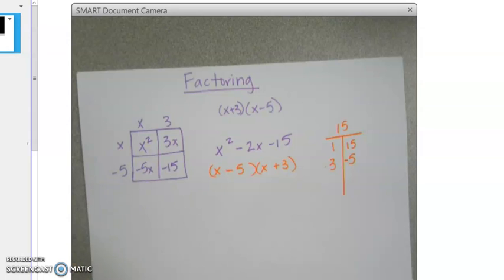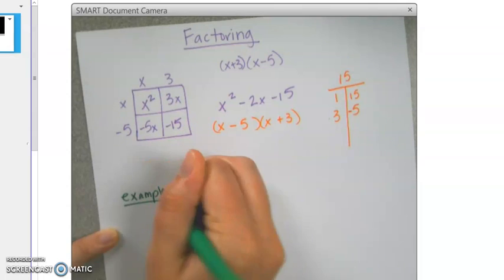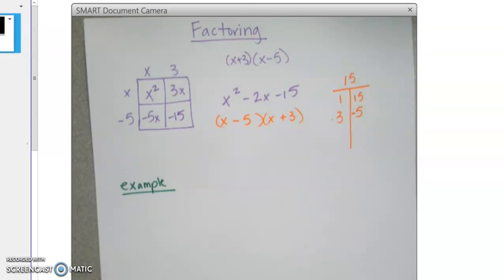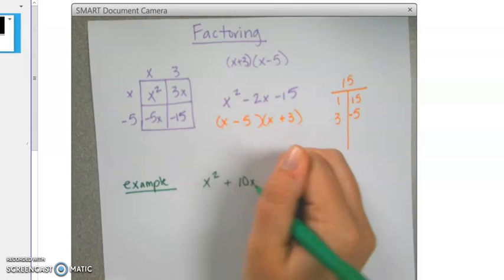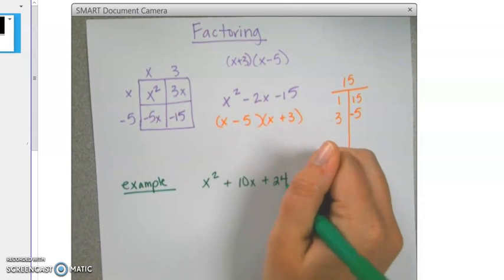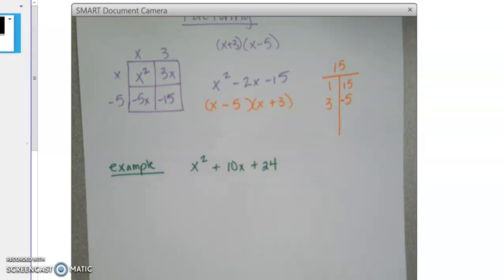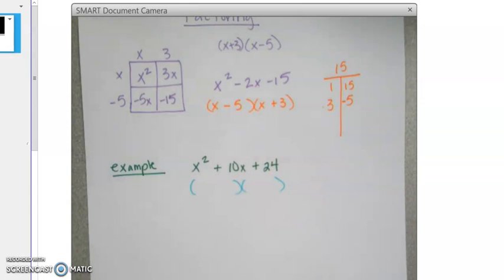And this time I won't start with the answer. Okay. Let's say you had, let me make one up real quick, x squared plus 10x plus 24. And I wanted to break this down into the factors. So my goal is to figure out what factors created this.